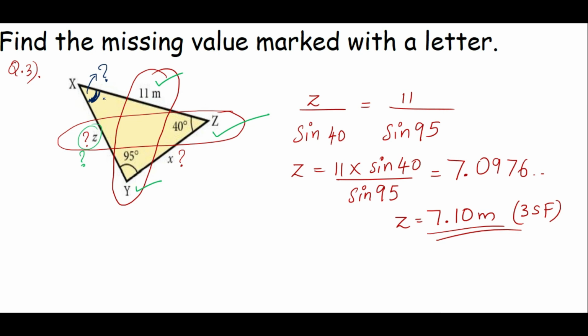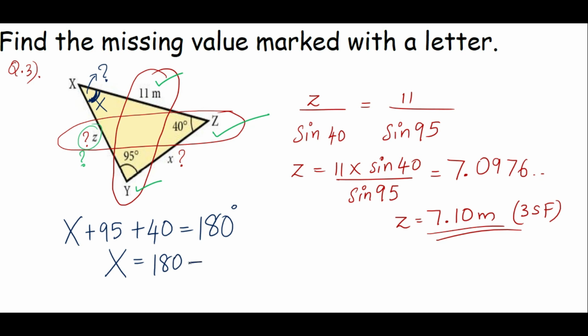So this angle, let it be capital X, so X plus 95 plus 40 gives you 180 degrees, which is the angle sum property of a triangle, from which you can say X is equal to 180 minus the sum of 95 and 40, giving you the angle equal to 45 degrees. So this is the angle that you have found. Now we are going to apply the sine rule to find the length of the side x. So this is our question.